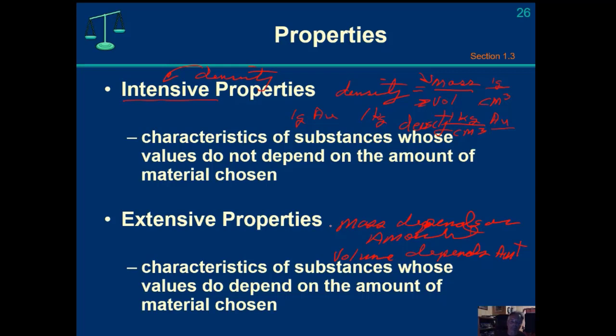And so any property that changes with the amount is what we call an extensive property. Mass and volume are very much extensive properties. Length would be an extensive property. One that most people don't think about is thermodynamic yield, or the amount of energy that's released when you burn something.